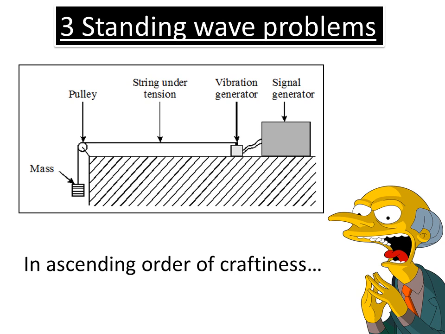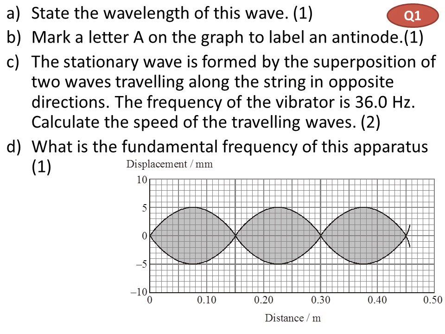This video is about three standing wave problems, the sorts you're likely to get in an A2 exam, and they get harder as we go on. So here's the first one. We've got this graph here of displacement and distance. We've got to find the wavelength, mark A for an antinode.